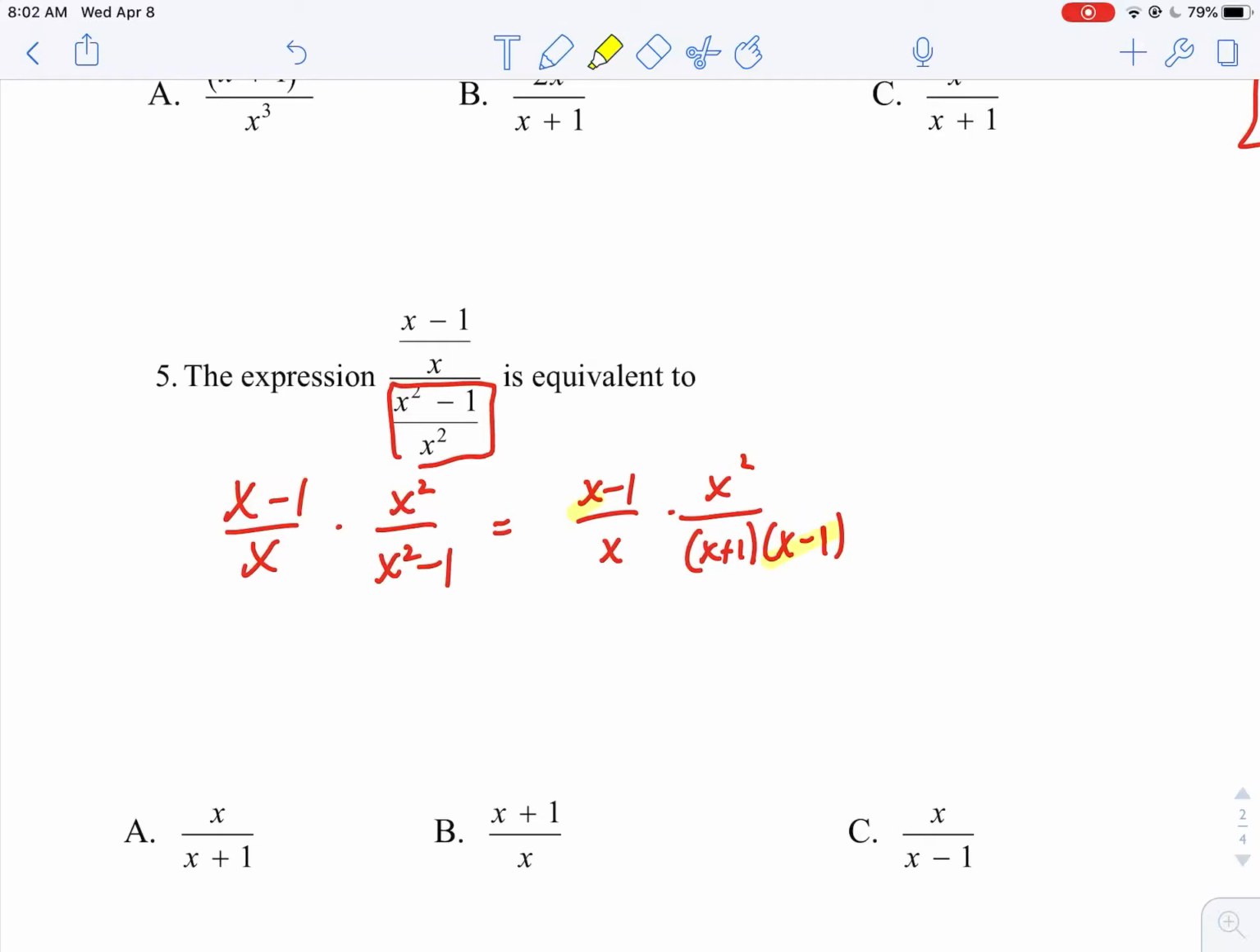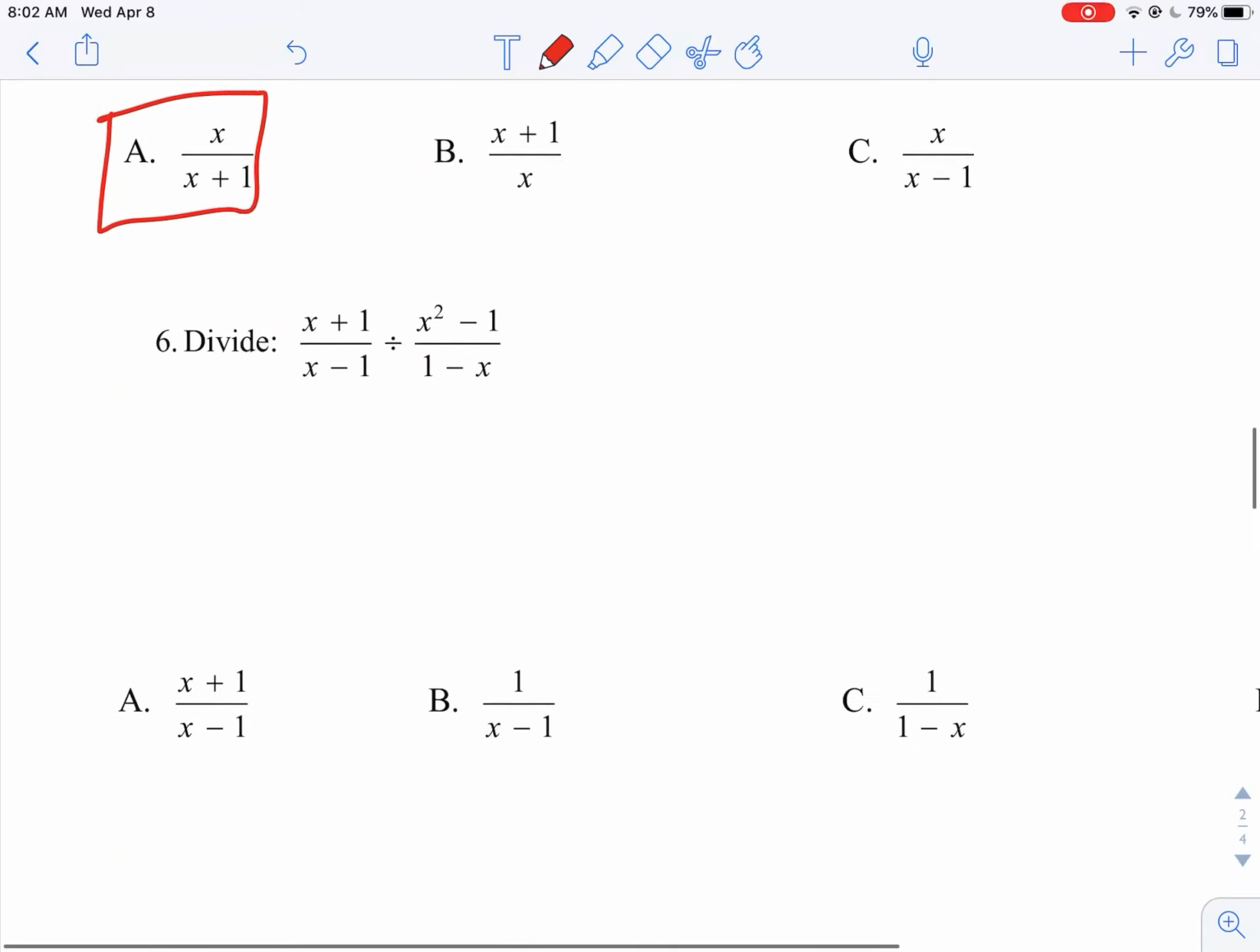So I can cancel out an x minus 1. I can cancel out one of these x's. And so what I'm left with is just an x up top over an x plus 1. That's what I would call the most simple answer for this one. So we're going with A. All right, on to number 6.